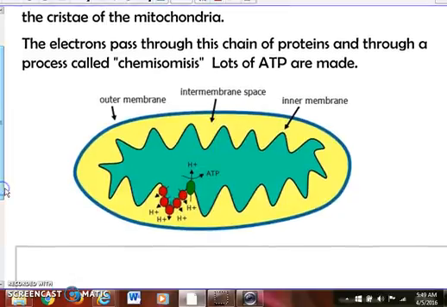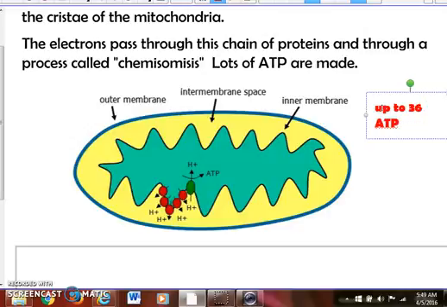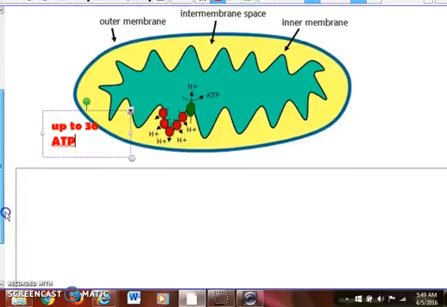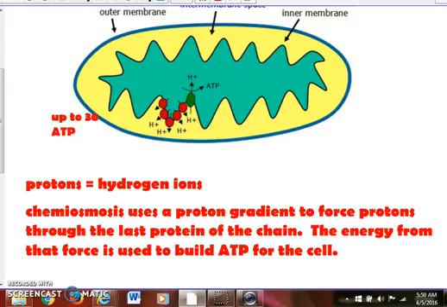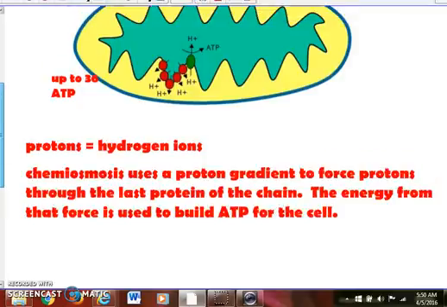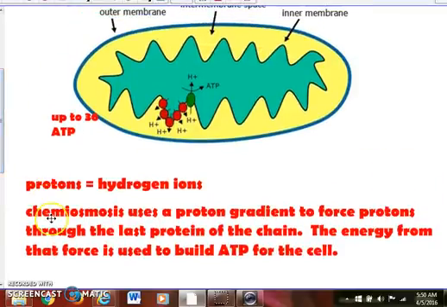And I want you to write this down. They make up to 36 ATP. Now, it's not always 36 ATP. Sometimes it's a little more, sometimes it's a little less. All right, so here is, I'm running out of time, so I'm going to have you push pause to finish filling out this part. Remembering that protons are another name for hydrogen ions, and that chemiosmosis uses a proton gradient. In other words, we build up all the protons in this intermembrane space, and then they get forced through that last protein. And all that energy is used to build ATP.